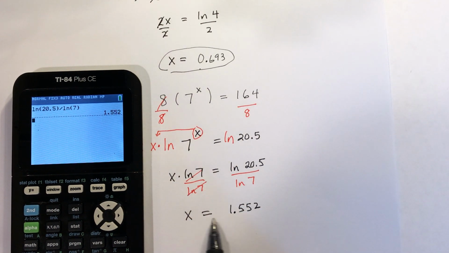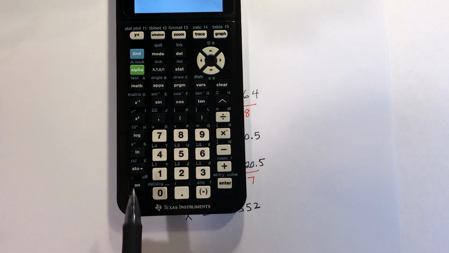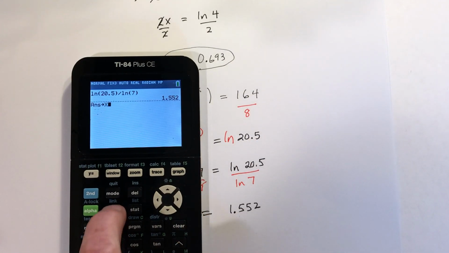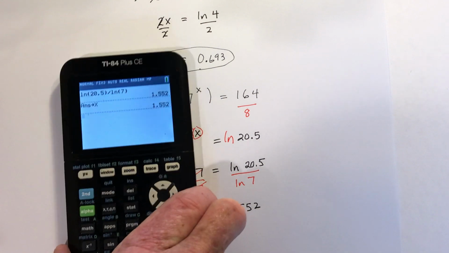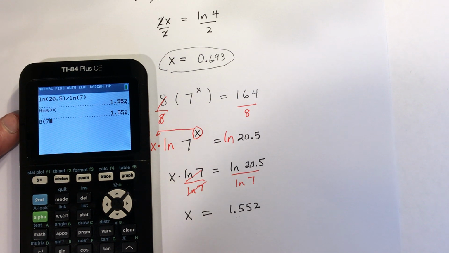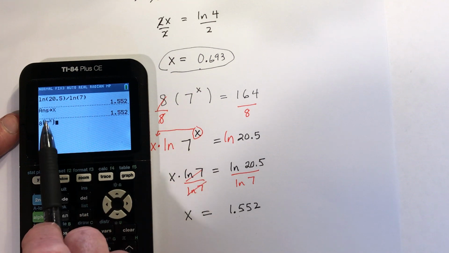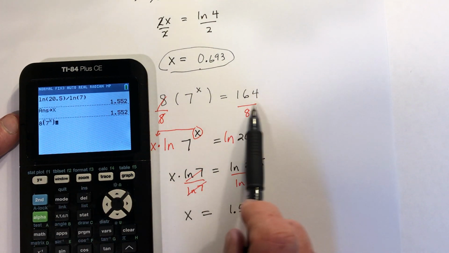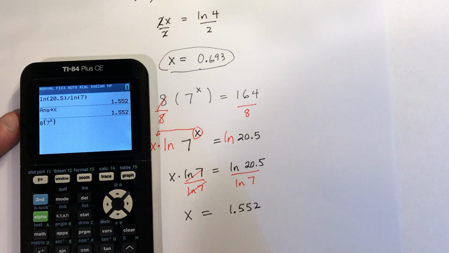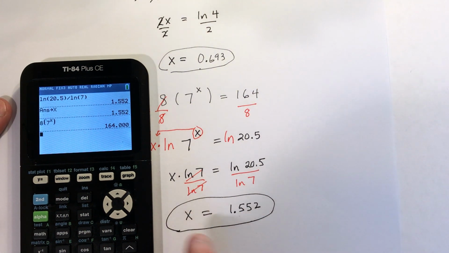So first I'm going to tell the calculator, store this answer as x. So right here is the store. So store that answer as x. And now I'm going to type this in, 8 parentheses 7 raised to the x. And since I stored my answer as x, it's plugging my answer in right there. And if I did it right, it's going to equal this 164. So could I get a little drum roll? Yes, it worked. So this answer is correct.